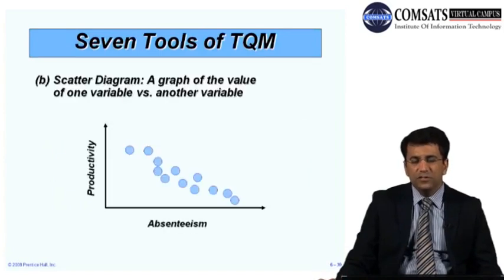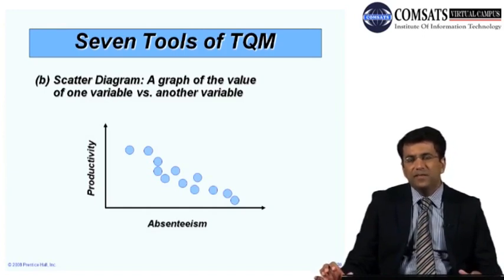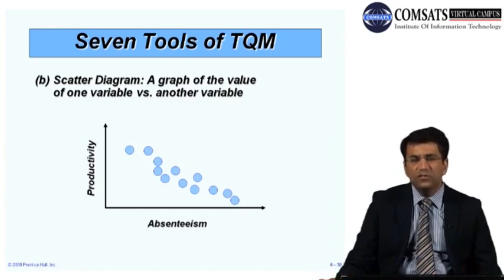Next important tool is the scatter diagram. Now a scatter diagram is a sort of graph of the value of one variable against another variable. Usually in the scatter diagram, we take two variables of our interest, one on the x-axis and the other one on the y-axis, and we just plot the different data which are being gathered by the operational manager or the quality manager on this graph.